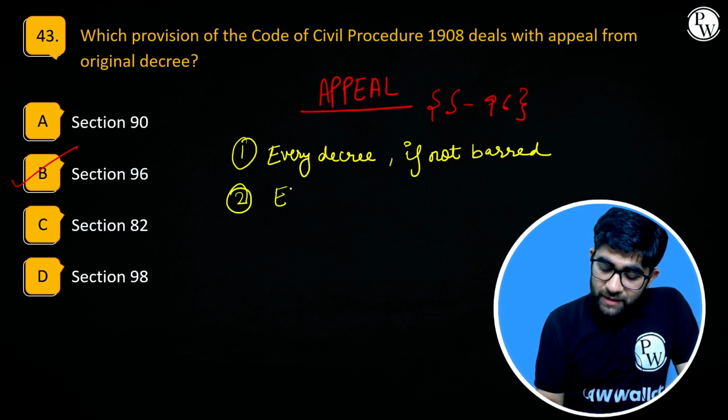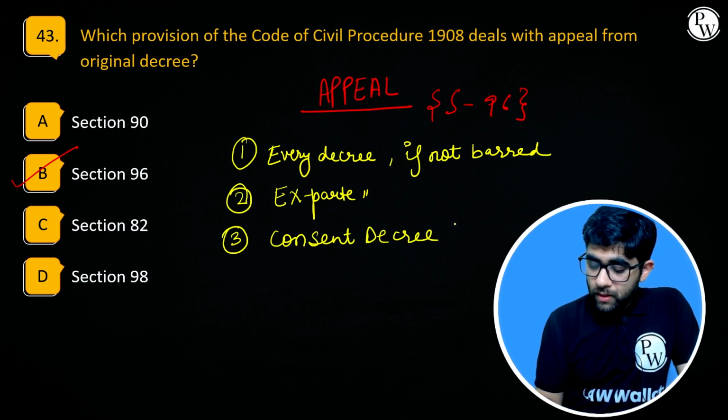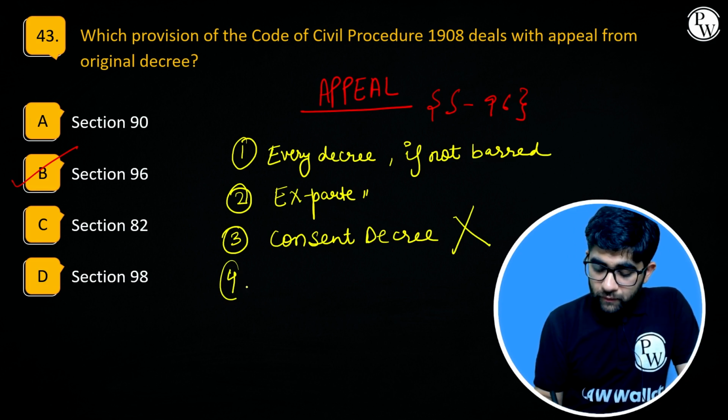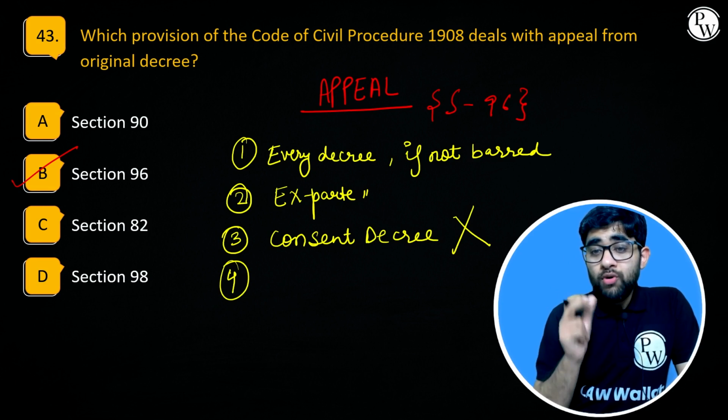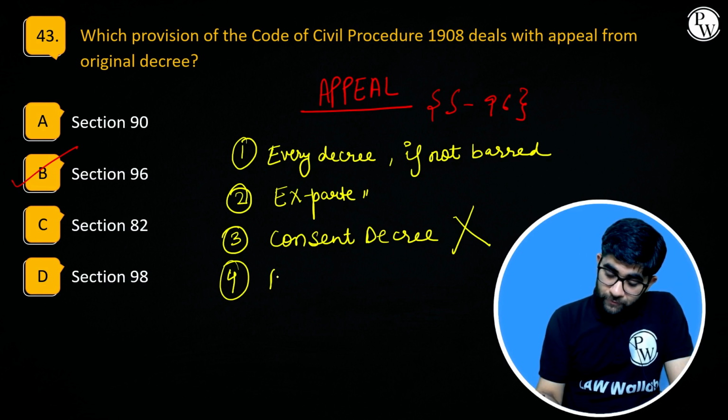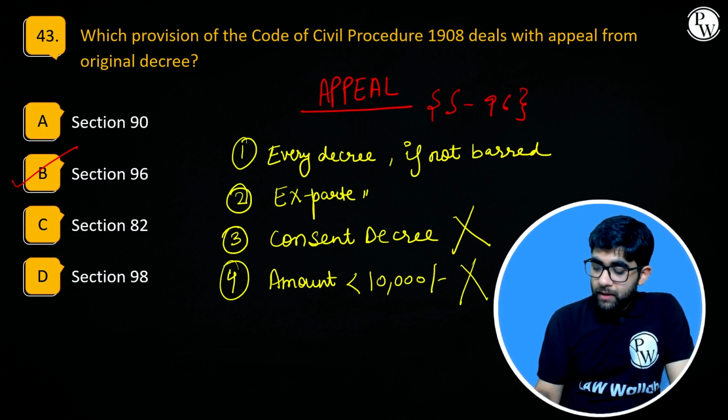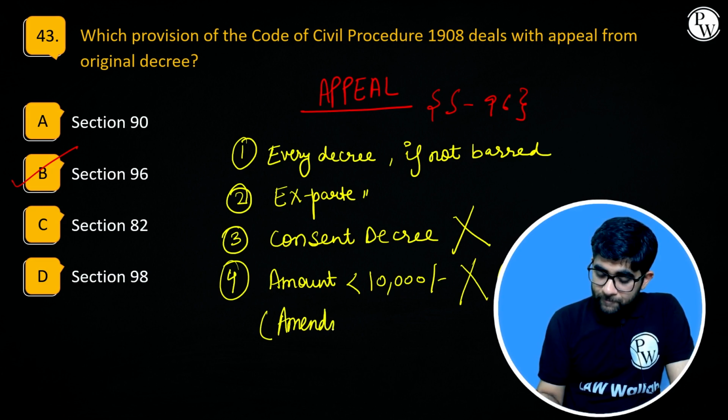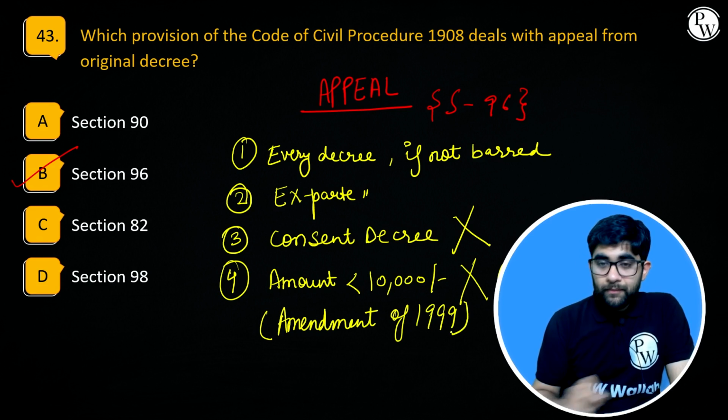Second, an ex parte decree is appealable. Third, a consent decree is not appealable. Fourth, if the amount is less than 10,000 rupees, then no appeal. This came under the amendment of 1999.